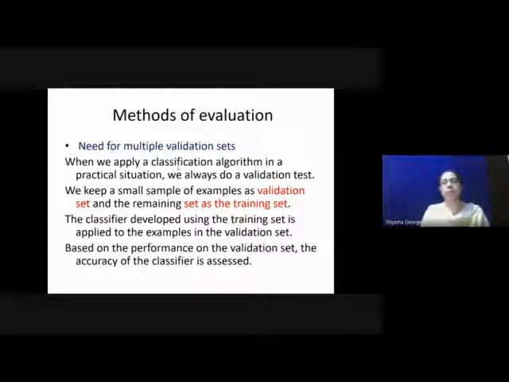When we apply a classification algorithm in a practical situation, we always do a validation test. We keep a small sample of examples as the validation set and the remaining set as the training set. So the classifier developed using the training set is applied to the examples in the validation set. Based on the performance on the validation set, the accuracy of the classifier is assessed.